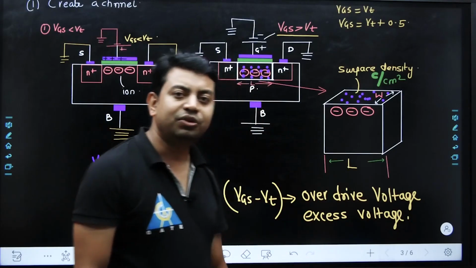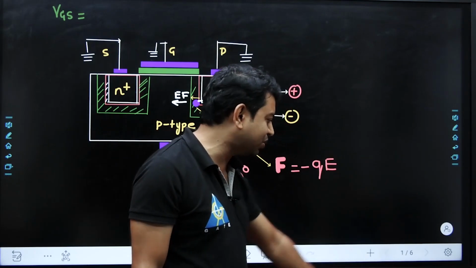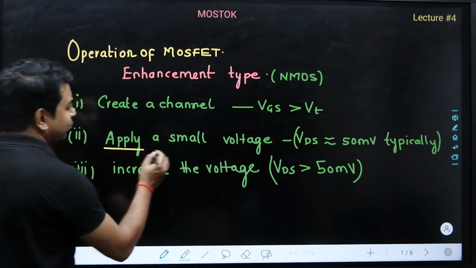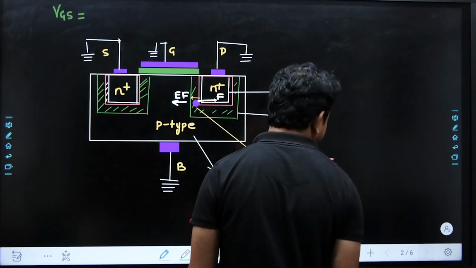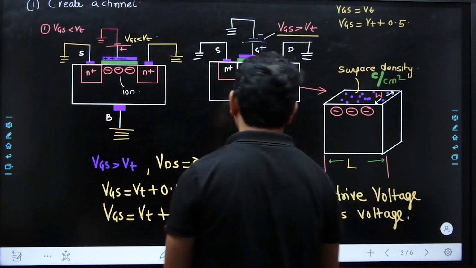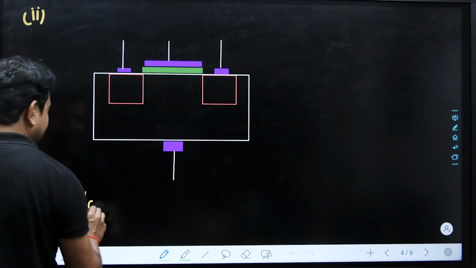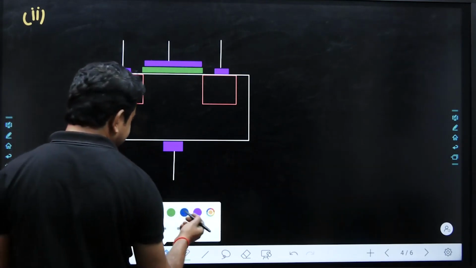That is, we are applying the drain terminal voltage, but the drain terminal voltage is small. So we can see from here, we apply a small voltage at the drain terminal, but it is very small, which is approximately equal to 50 millivolt. So we are going to analyze that part. So in that case also, the gate terminal voltage is greater than threshold voltage. That means already the channel is created.